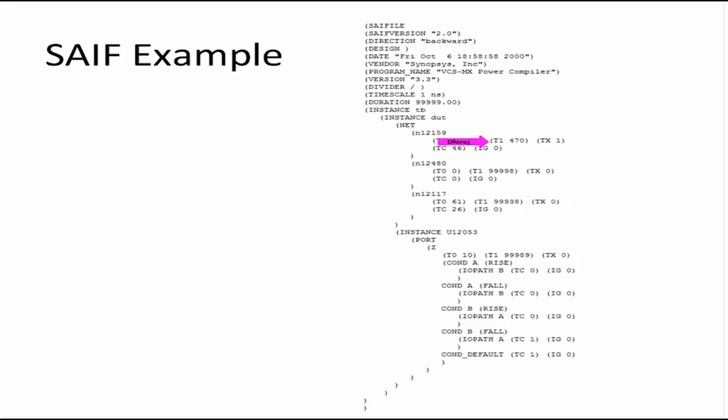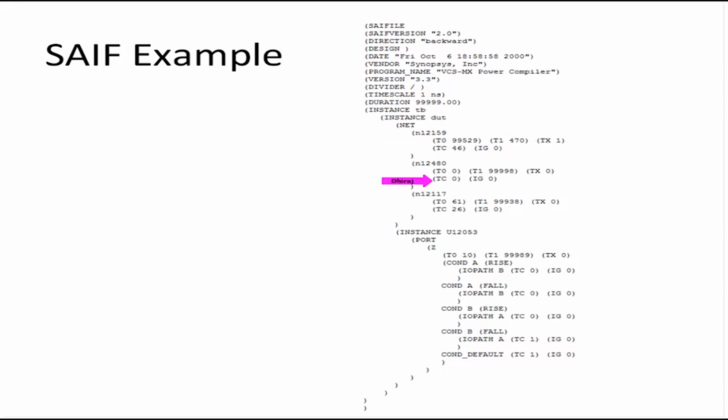T1 is the amount of time that net stays at logic 1. Tx is the amount of time that net stays at logic value x. Tc is the toggle count. You can see the toggle count of each of the nets. This toggle count is 46.